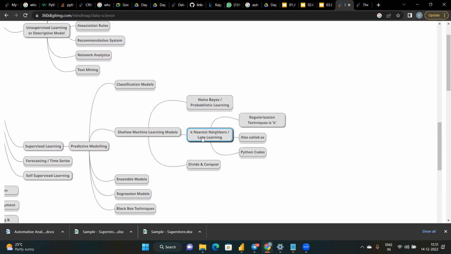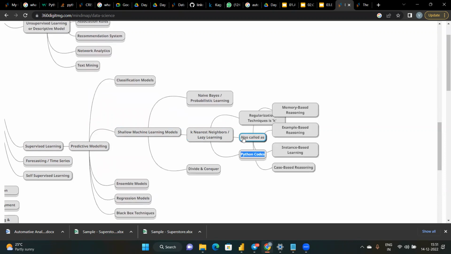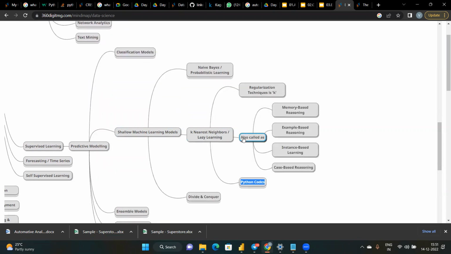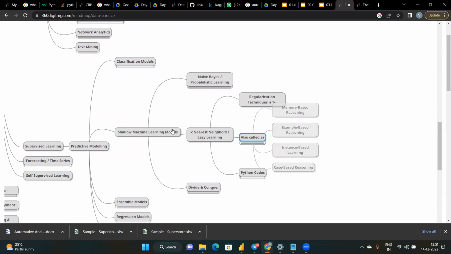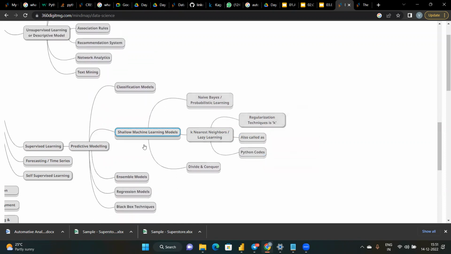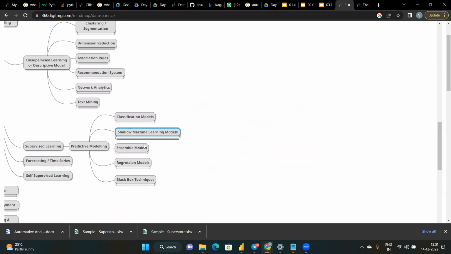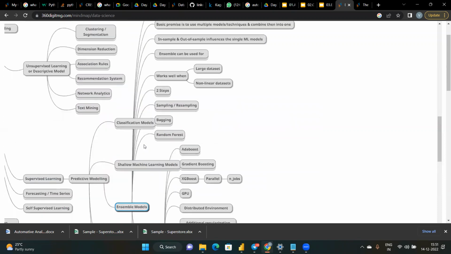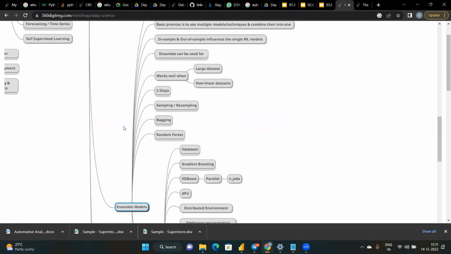K nearest neighbor is also called memory-based reasoning, example-based reasoning, instance-based reasoning. We'll be seeing k nearest neighbor and k means, guys, when we move further on. And if you go for ensemble models, guys, random forest, AdaBoost, everything, I have explained all this to you, right?